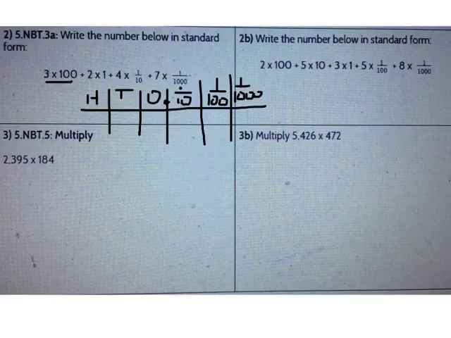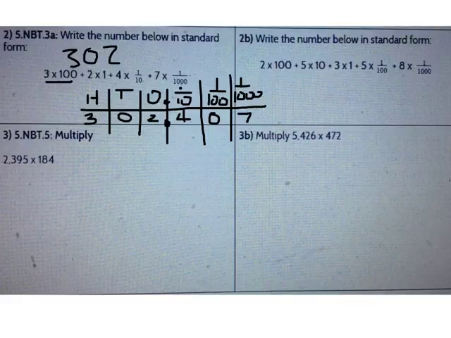Then I can just plug the digits in. Which digit is in the hundreds place? 3 is in the hundreds place. Which digit is in the tens place? Well, there's no digit in the tens place, so I can place a 0. Which digit is in the ones place? 2 is in the ones place. Which digit is in the tenths place? 4 is in the tenths place. Remember, the decimal goes between the ones and the tenths. Which digit is in the hundredths place? It's a 0. Which digit is in the thousandths place? It's a 7. So the correct answer is 302 and 407 thousandths.